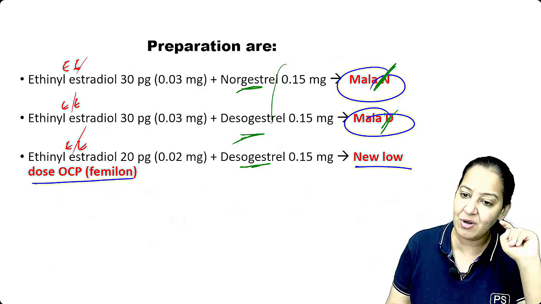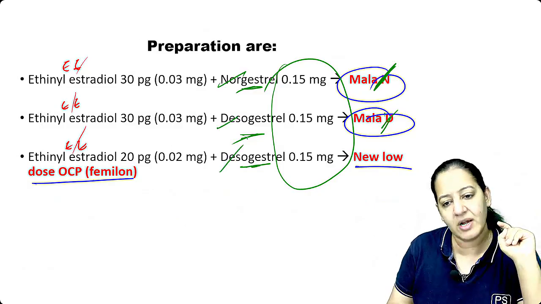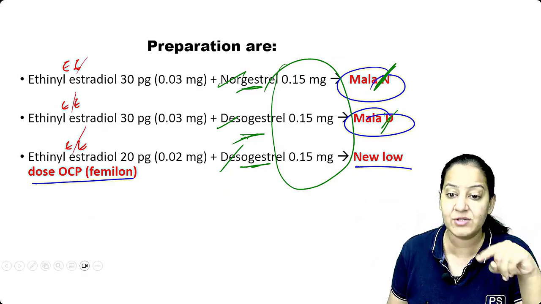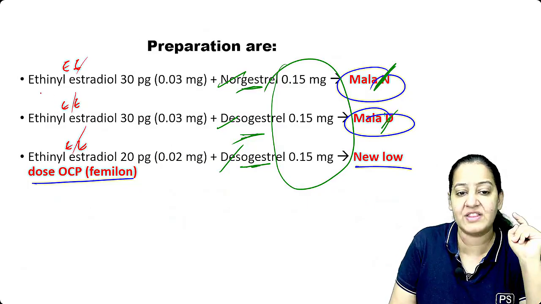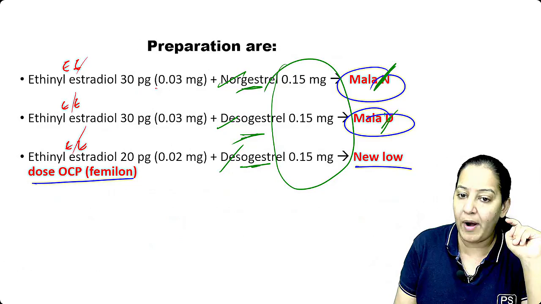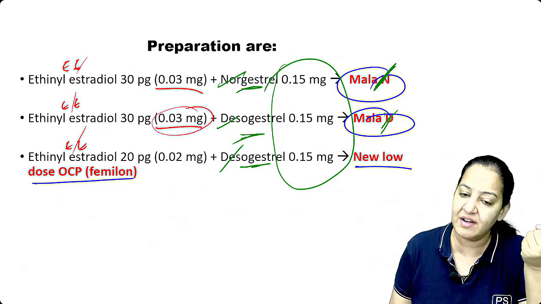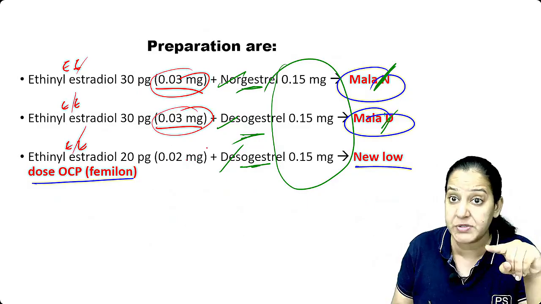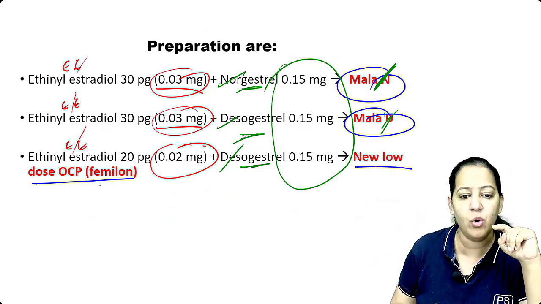So progesterone is always 0.15 milligram. But here it is norgestrel, here it is desogestrel. Please learn. And the estrogen is always the same, ethinyl estradiol. Initially, it was 0.03 milligram. But we have seen there are many adverse effects of the estrogen. So we reduced it. Instead of 0.03, it's 0.02. It is known as new low dose OCP.